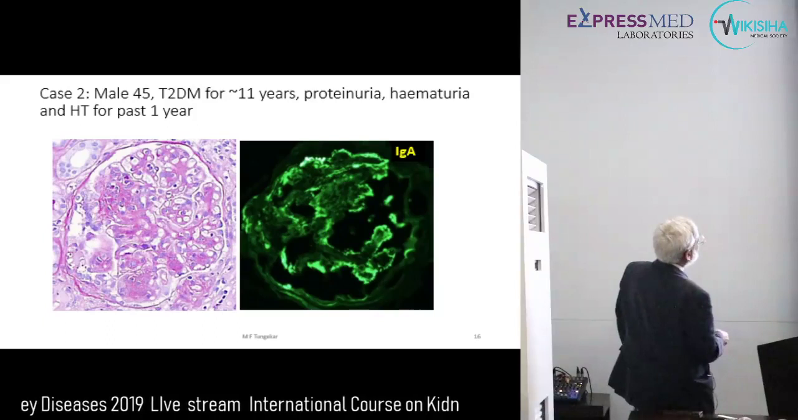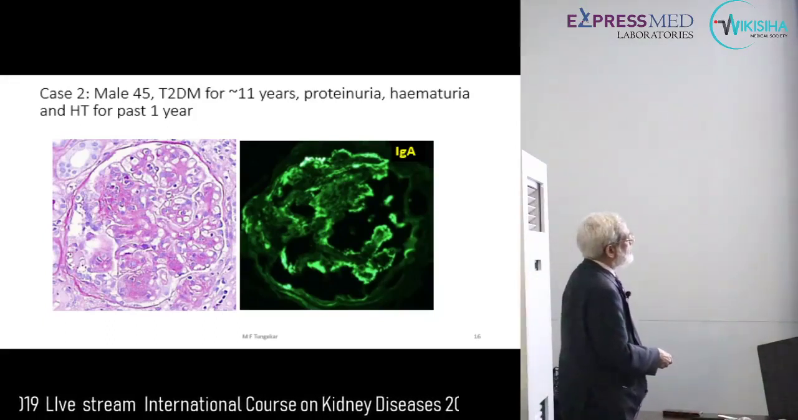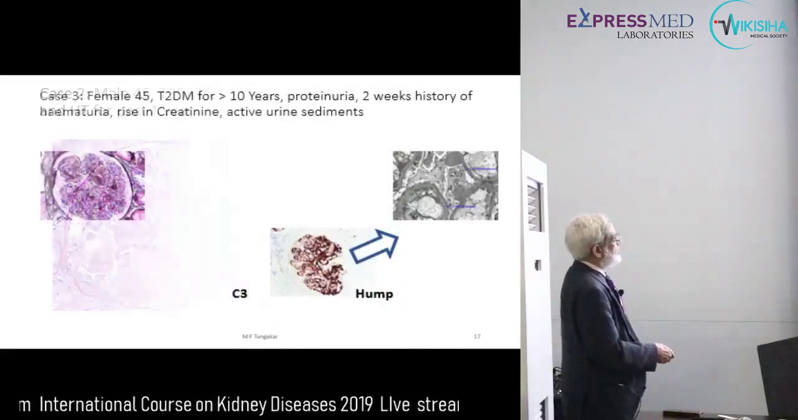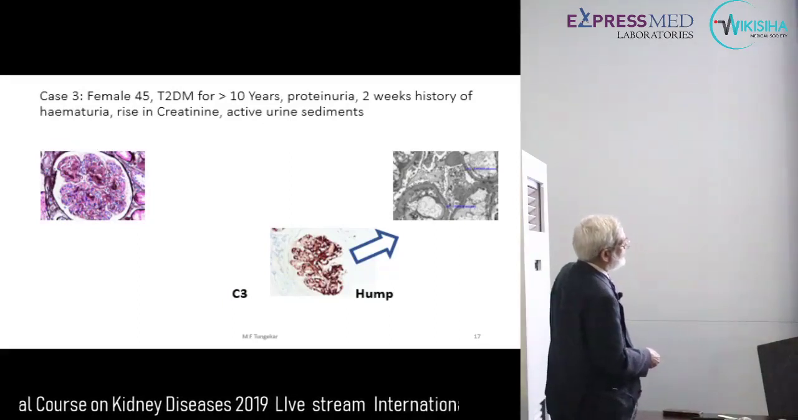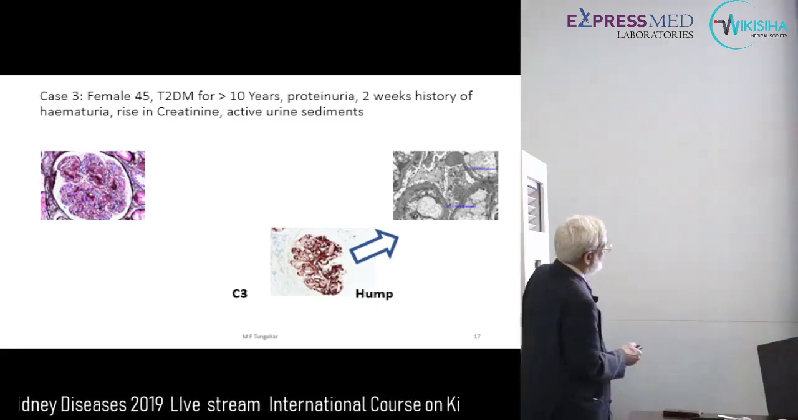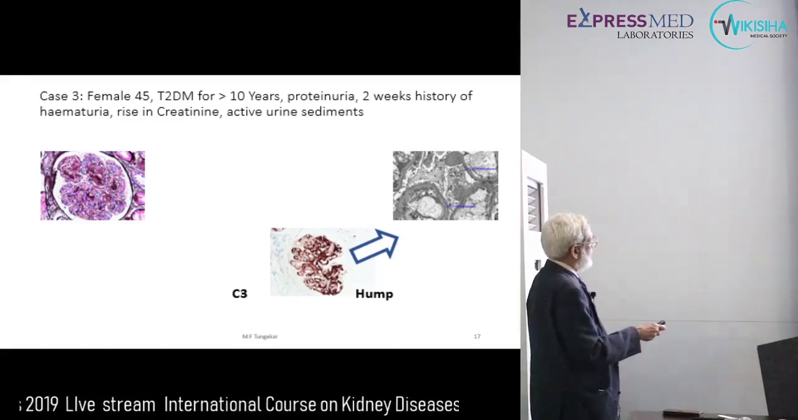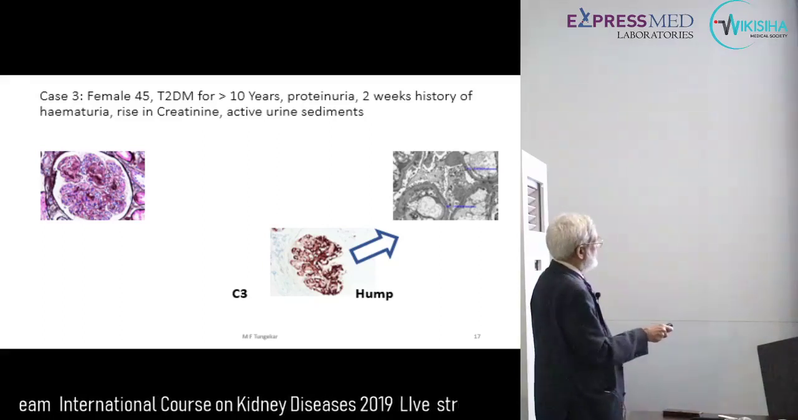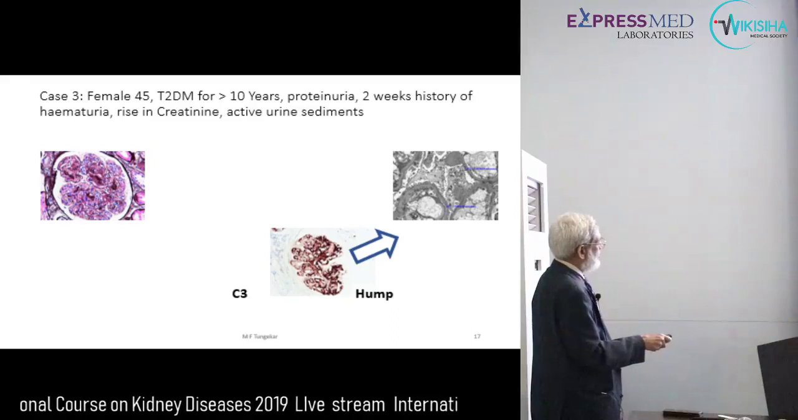Third case is again a female, 45 years old, type 2 diabetes for more than 10 years. She had proteinuria and a 2 weeks history of hematuria, rise in creatinine, active urine sediments, no clear history of upper respiratory tract infection. And again, you have KW. This is a silver stain and a lot of cells within the capillaries, many polymorphs amongst them.